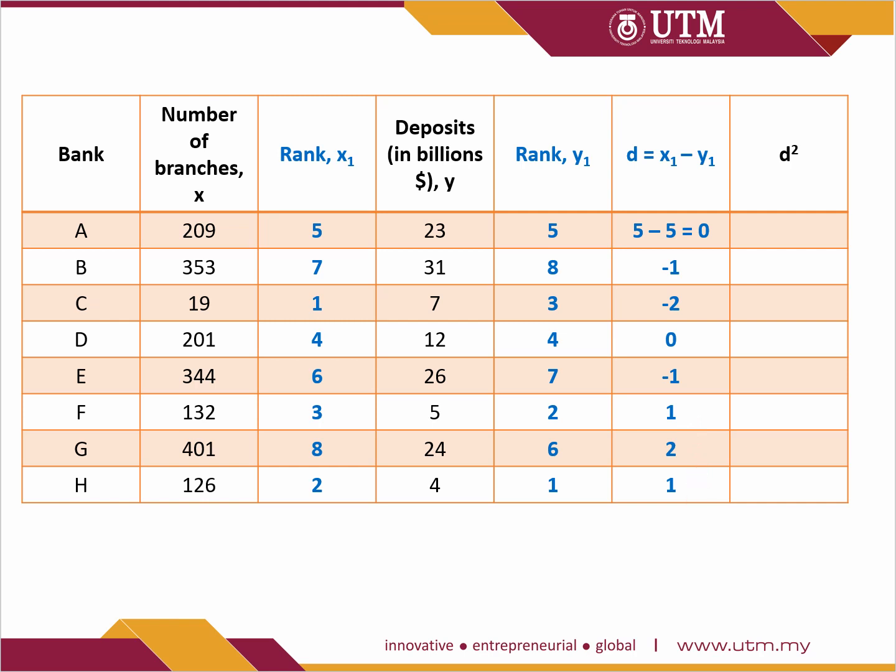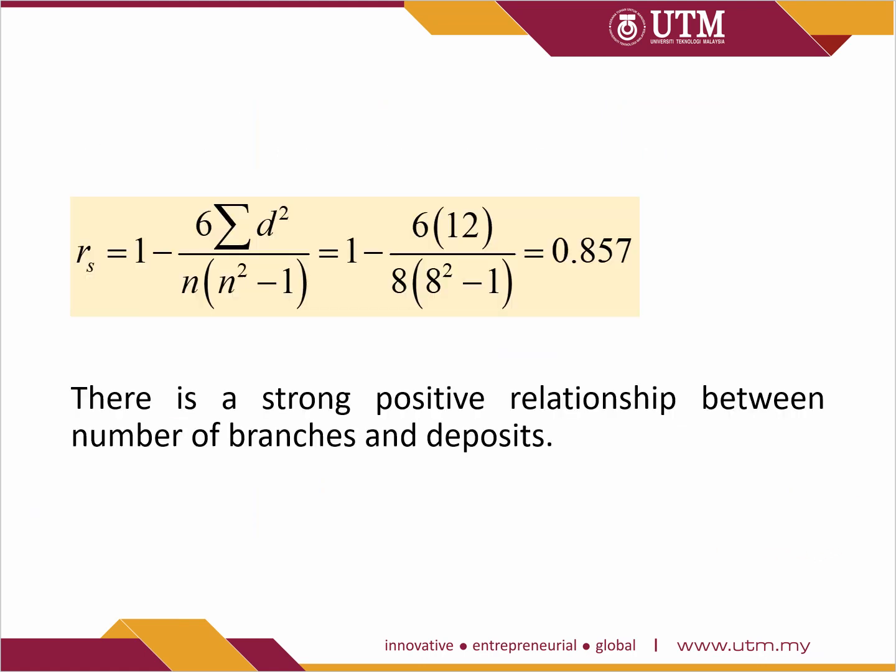Now the next step is to find the square of d. So 0 square equals 0, negative 1 square is 1, negative 2 square is 4, and so on. So the total of d square would be equal to 12. So now we have the value of the summation of d square.